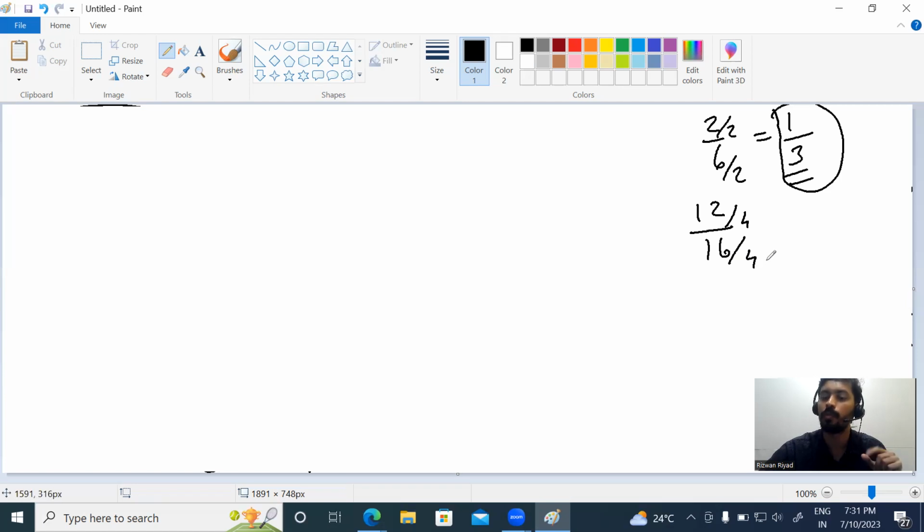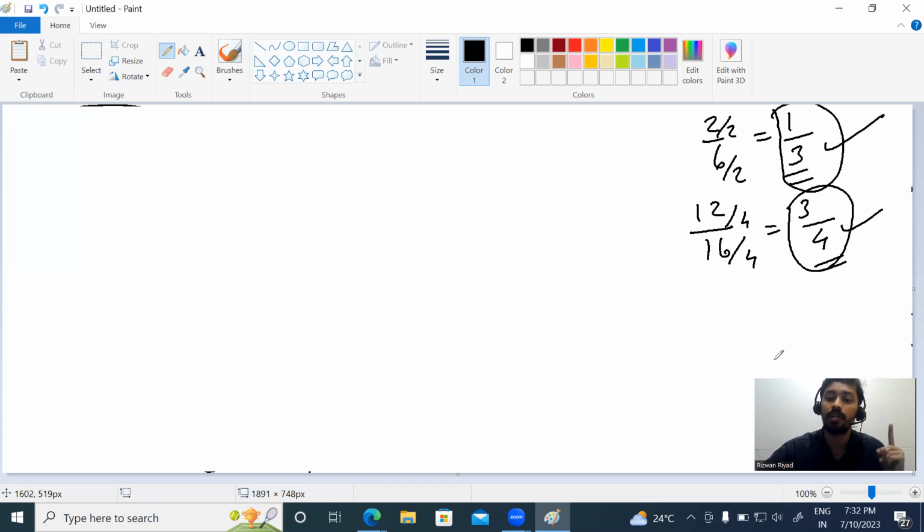So you can divide both 12 and 16 by 4. 12 by 4 becomes 3 and 16 by 4 becomes 4. So this 12 by 16 is also equal to 3 by 4. We can represent it like this. But with this 3 by 4, you cannot simplify it further. This is the most simplified form, the simplest form. Okay, here in this case 1 by 3 is the simplest form. In this case 3 by 4 is the simplest form.